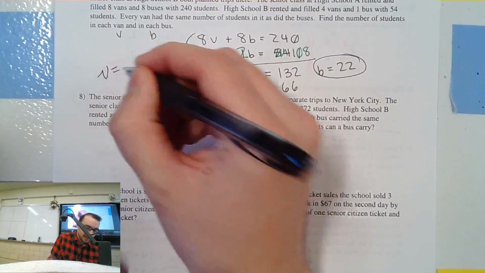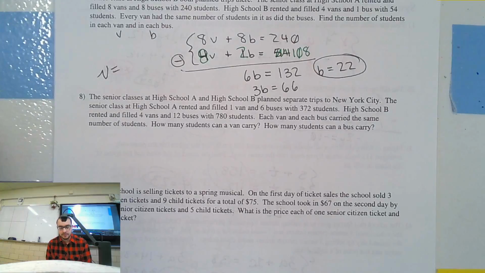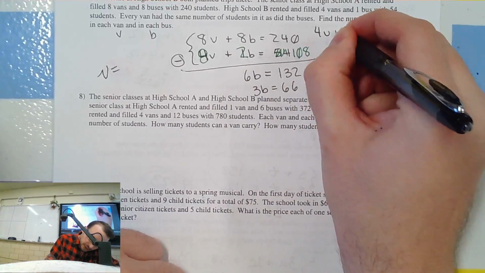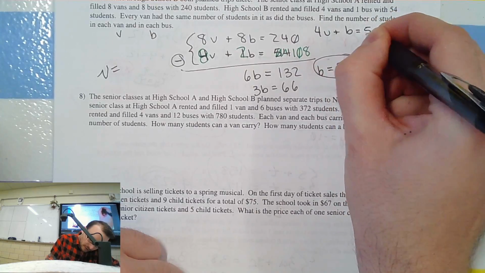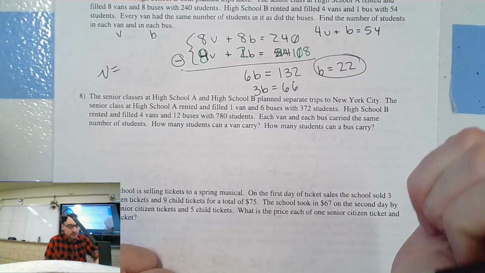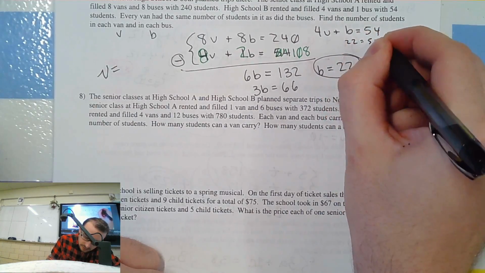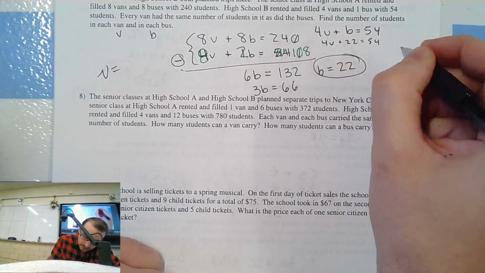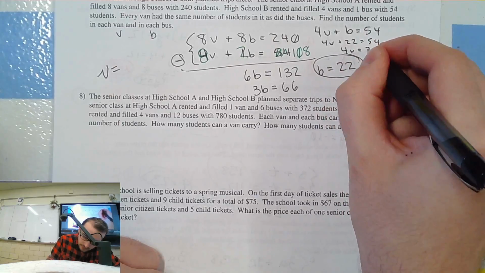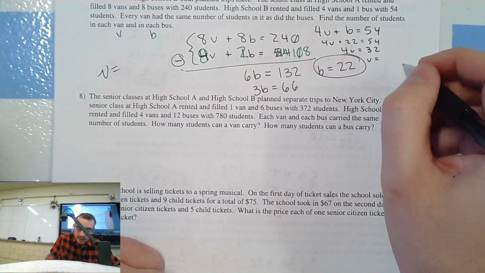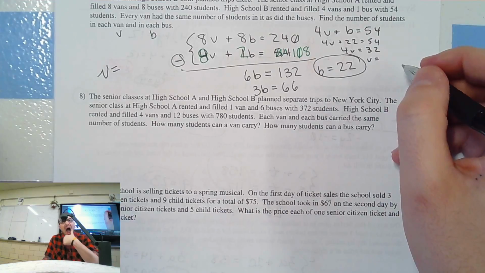How many are going to be in a van? Well, our original equation was 4v plus 1b equals 54. Probably use that one that has small numbers in it. Let's plug in 22 for b. How many times is 4 going to go into 32?